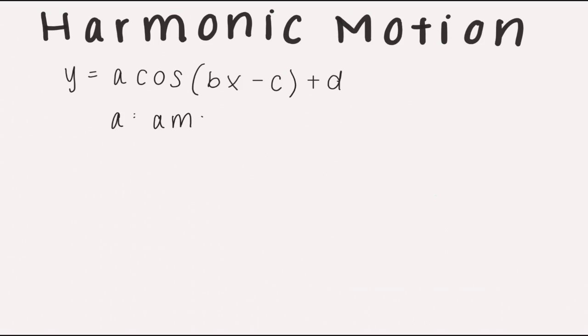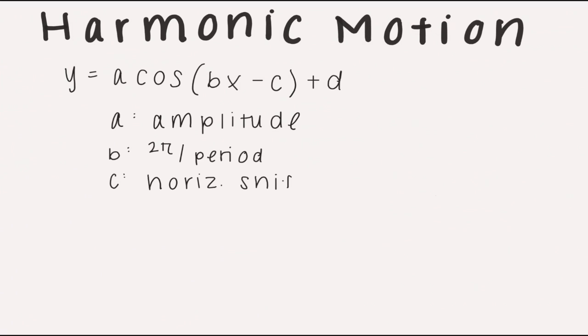Let's calculate this problem. The formula for harmonic motion is y equals a cosine bx minus c plus d. A stands for the amplitude, which is half the distance from the maximum point to the minimum point. B is 2 pi divided by the period, and the period is how long it takes one revolution for the function to go from its maximum back to its maximum point. C is the horizontal shift, and D is the vertical shift.